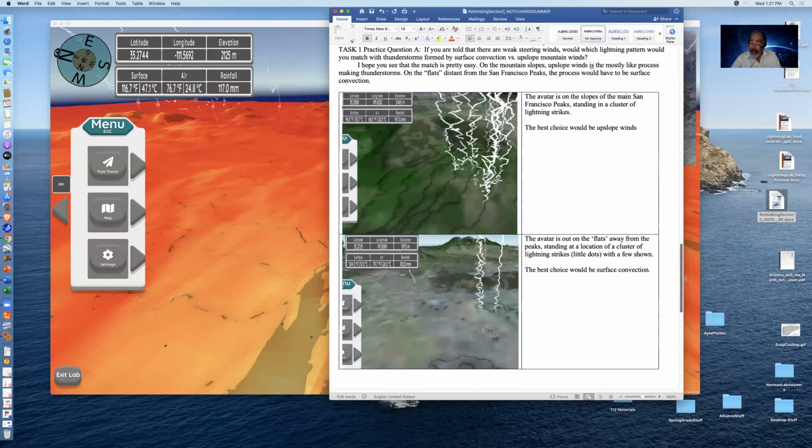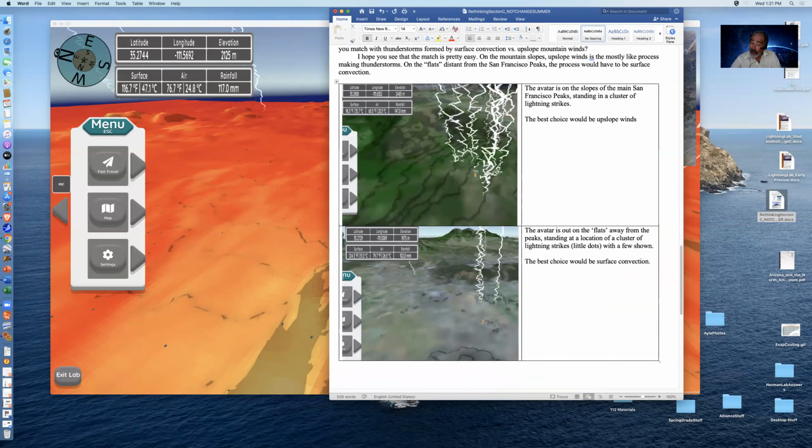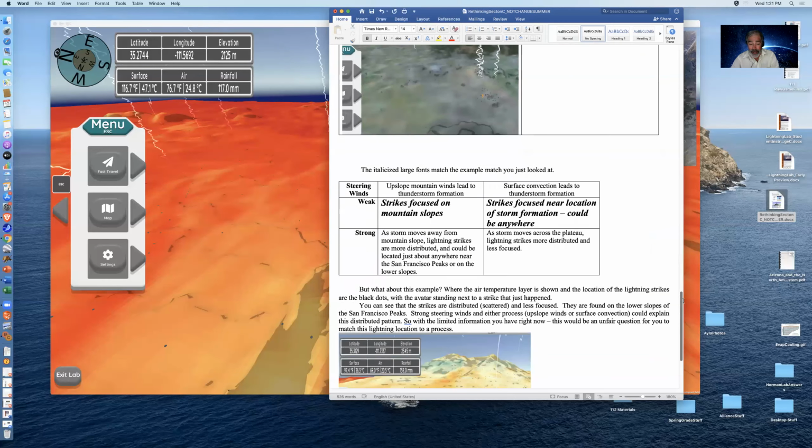So when you get circumstances where you can get a cluster of lightning strikes on the mountain slope, the odds are that it's upslope winds producing the thunderstorm. Where you get a lightning cluster out on the flats, the odds are that there's thermal heating, surface convection creating the thunderstorm. But where you get scatters of lightning storms, then it's much harder to know the exact mechanism.